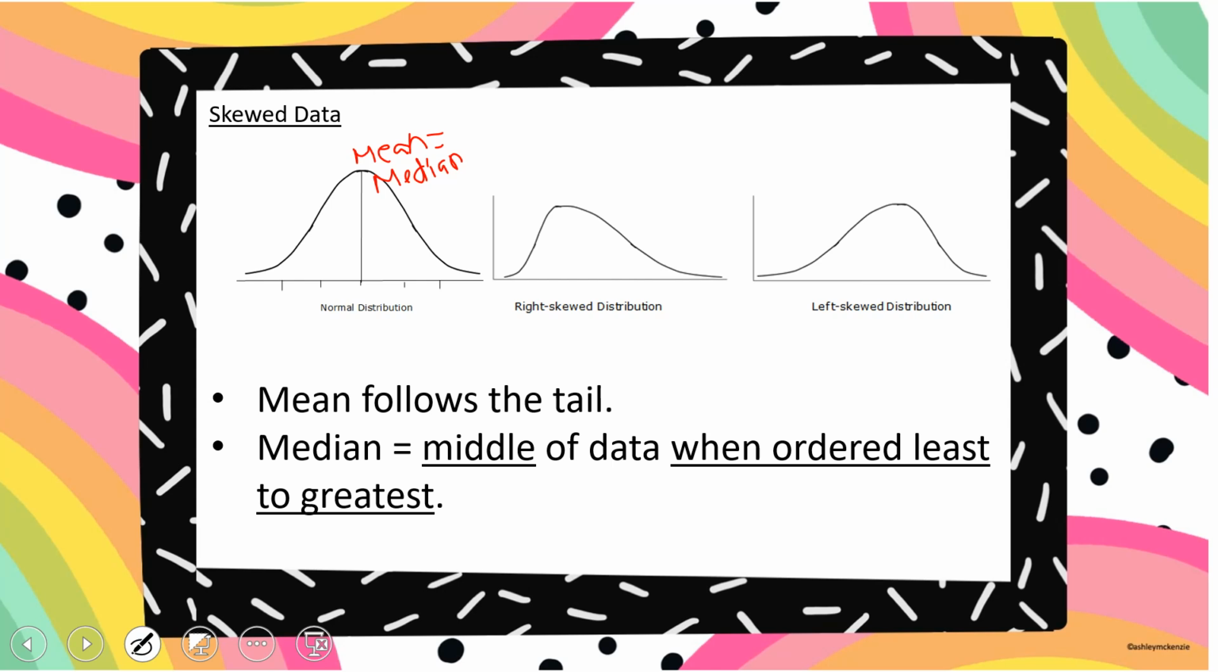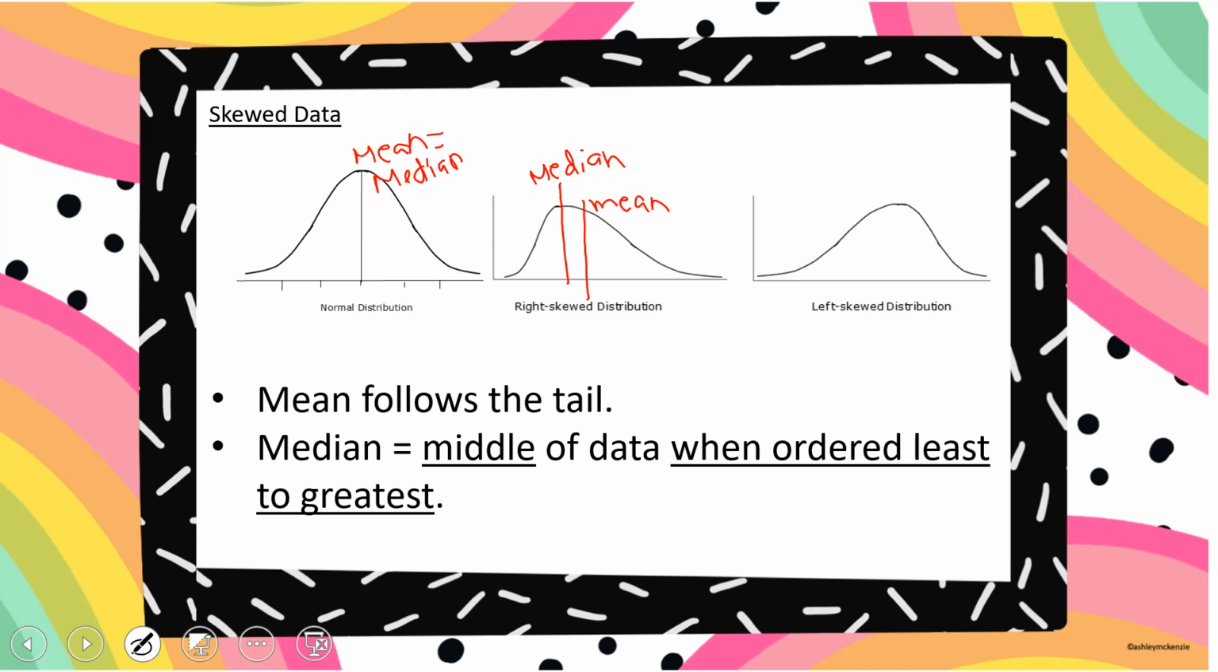Now, for your data to be skewed towards the right, your median is going to be your middle value. So it's going to go closer to where more of your data is. So for this one, your median is going to be about right here. But then to have it be skewed, your mean is going to be to the right of that median. So the average is going to be a larger value than your median.